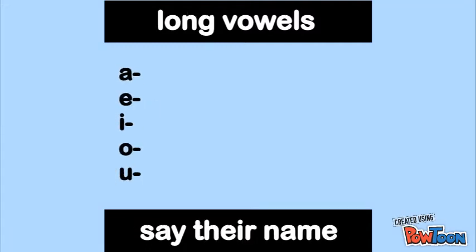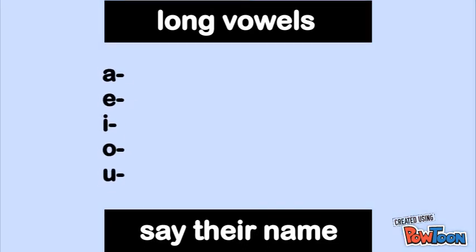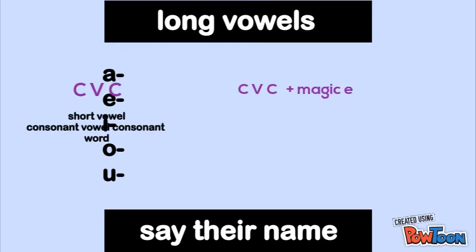As we come on to looking at long vowels, you'll see that the long vowel sound is when the vowel actually says its own name. So A, the long vowel sound is A. E is E, I is I, O is O, and U is U. So A, E, I, O, U are the long sounds, and the short sounds are A, E, I, O, U.